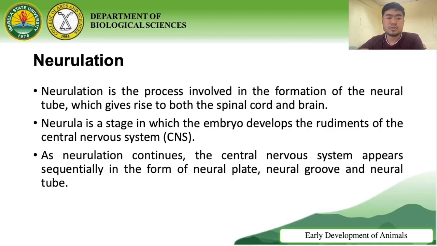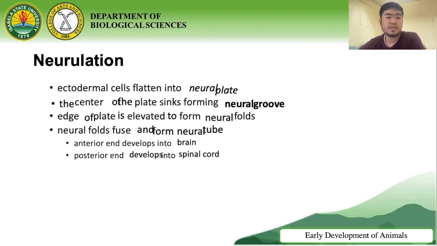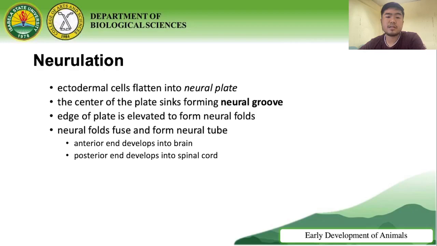Okay? So, under neurulation, the ectodermal cells flatten into a neural plate. Okay? And the center of the plate sinks, forming neural groove. And the edge of the plate is elevated to form neural folds. At yung neural folds, mag-fuse and form the neural tube. Okay, so the anterior end develops into brain and the posterior end develops into the spinal cord.